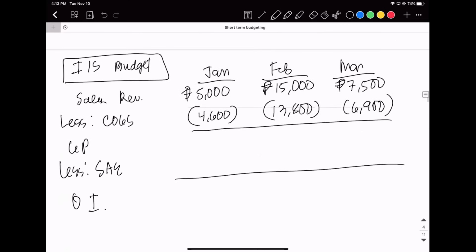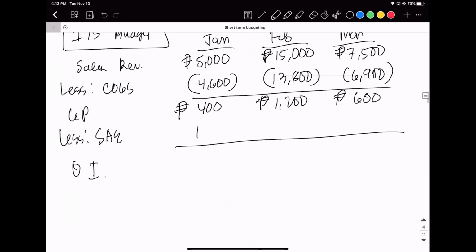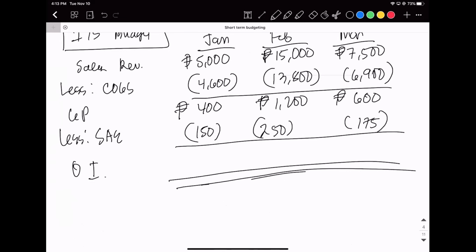Okay, so gross profit, we have 400 here and 1,200 here. Ito naman 600, no? So less selling and admin expense, yung pinag-add natin kanina. So 150, 250, and 175. Yan. So tapos na. Okay. So we have 250 here. Ito naman, mental lang, 950. And then lastly, 425. Okay, so we're done with operating budget.